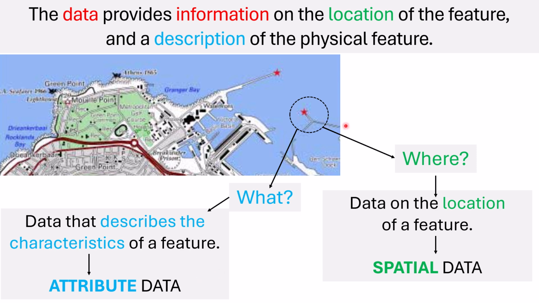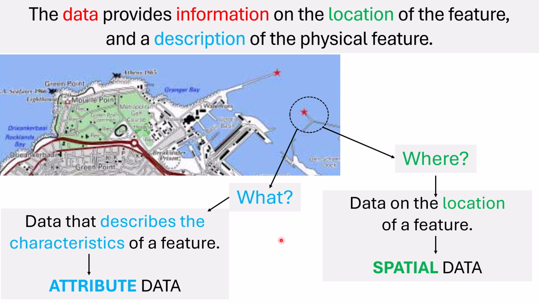So in this instance, the attribute here is that there is a lighthouse. That is an attribute of this feature, and therefore the GIS knew to use a red star. And the spatial data, in terms of its coordinates, the GIS knew exactly where to place this red star on this particular map.